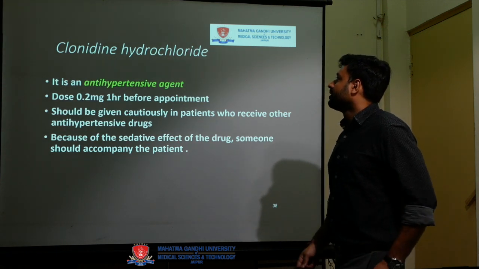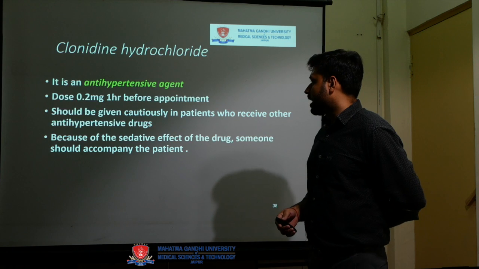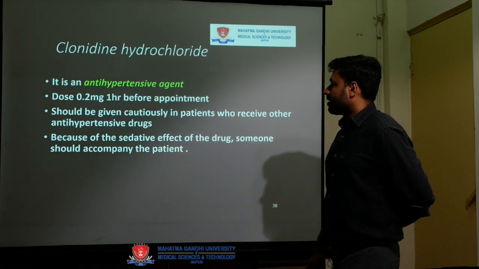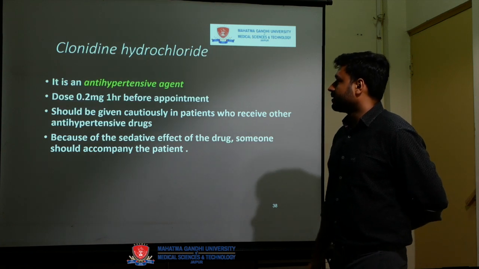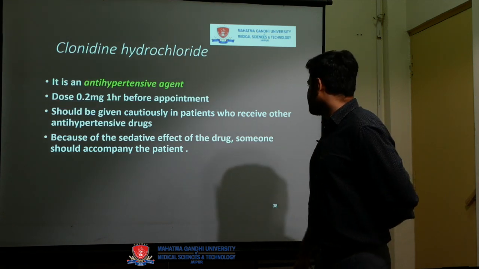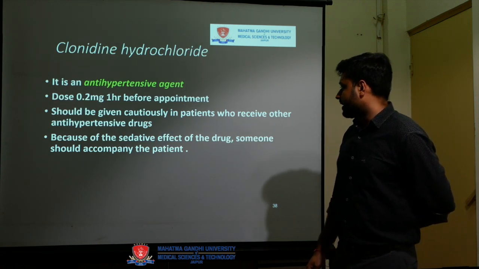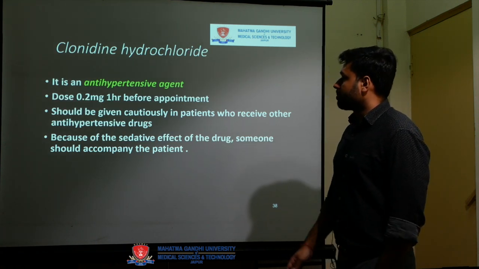Then we have clonidine hydrochloride. It is an antihypertensive agent. The required dose is 0.2 mg, which we can use 1 hour before the appointment, and it should be given cautiously in patients who receive other antihypertensive drugs. Because of the sedative effect of the drug, someone should accompany the patient.